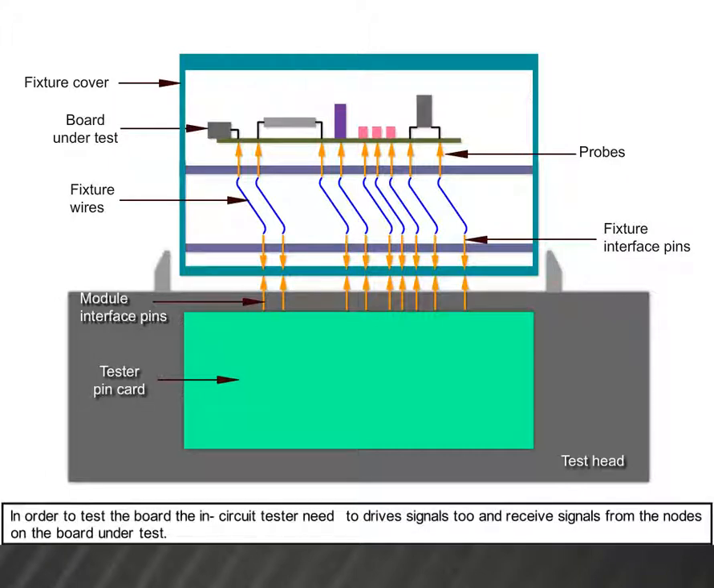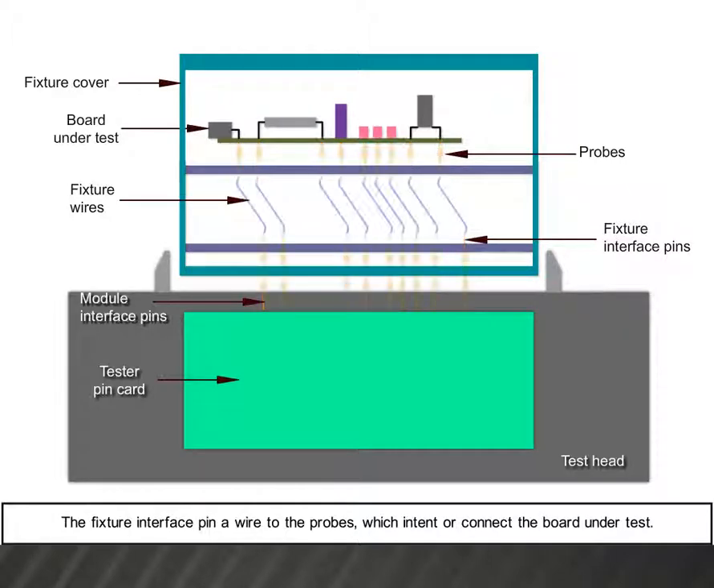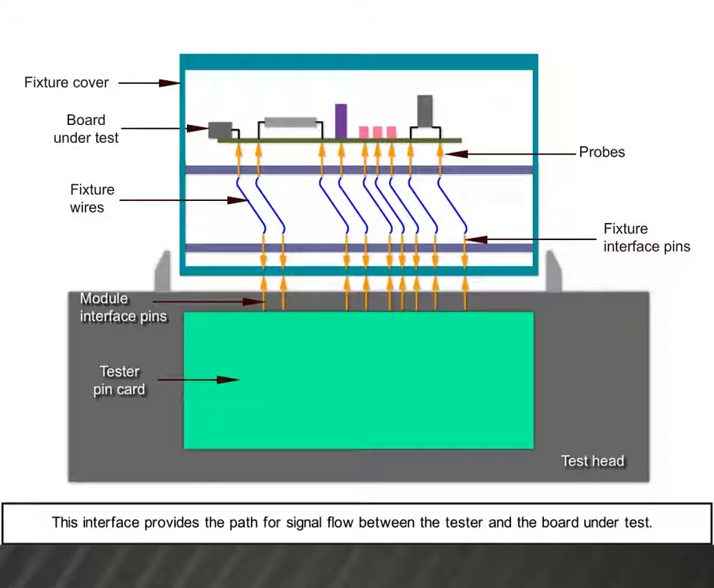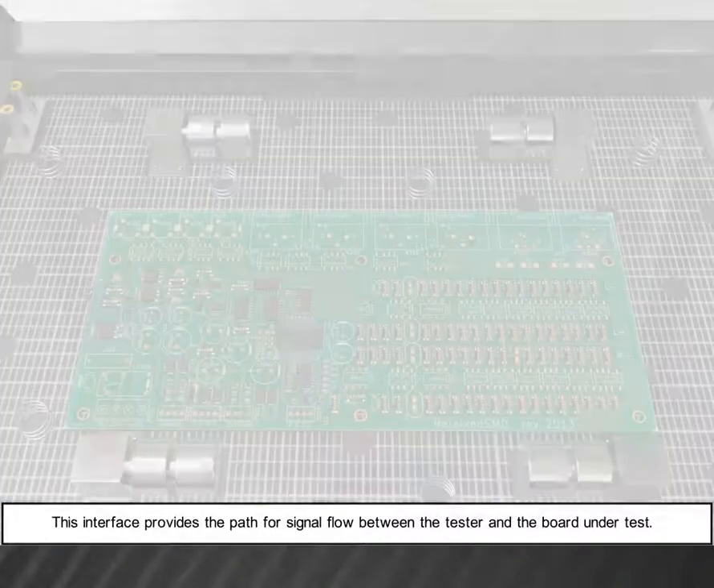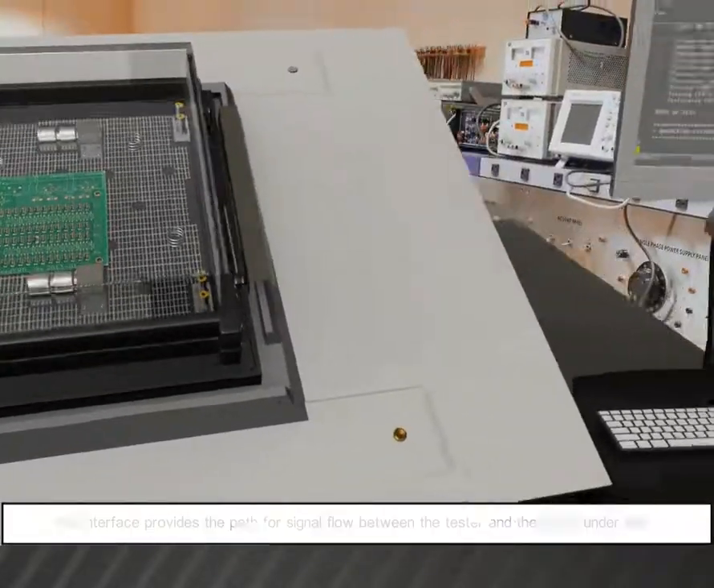In order to test the board, the in-circuit tester needs to drive signals to and receive signals from the nodes on the board under test. The module interface pin on the tester pin cards will connect to the fixture interface pin. The fixture interface pin is wired to the probes which connect to the board under test. This interface provides the path for signal flow between the tester and the board under test.